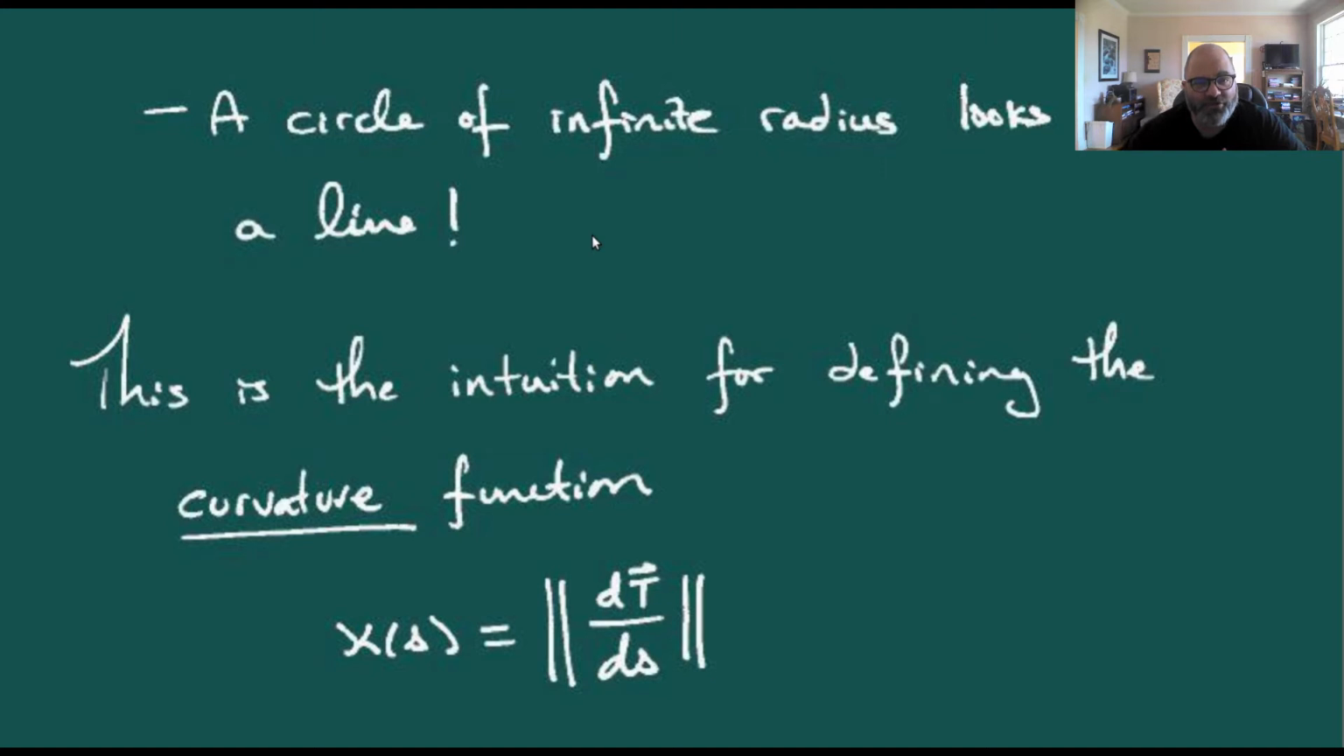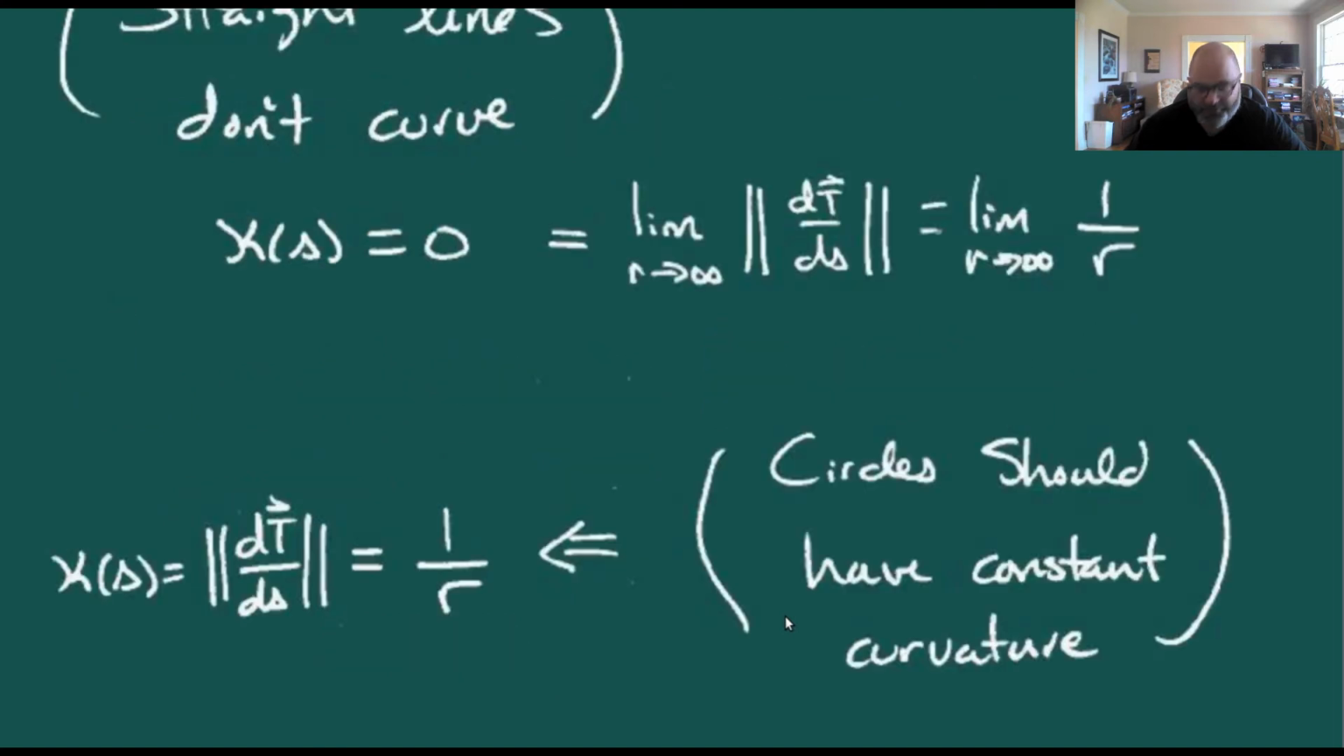But if we had a circle that had an infinite radius, it would pretty much be indistinguishable from a straight line. And so that's really the intuition for defining what we will mean by the curvature function. So the curvature function kappa of s, that's the Greek letter kappa denoting curvature, is really nothing more than the length of the derivative of the unit tangent vector with respect to arc length.